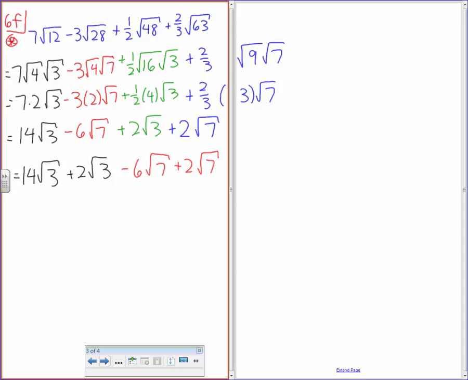Think of this like different variables, right? Guys, please. Think of this like different variables. The square roots work the same way. That'd be like 14x plus 2x minus 6y plus 2y. The square roots have to be the same to combine them. So now we're just going to add the coefficients. That should be 16 root 3 minus 4 root 7. The back of the book says.